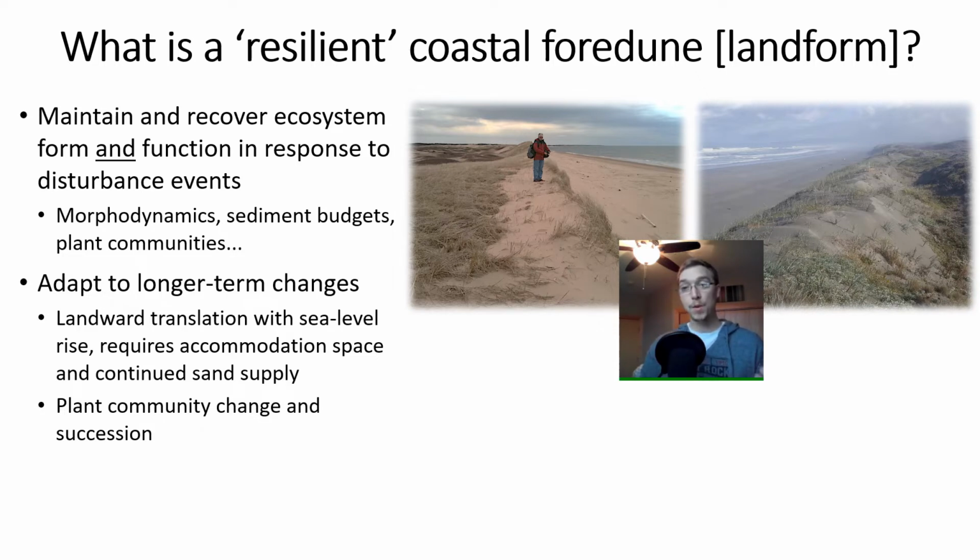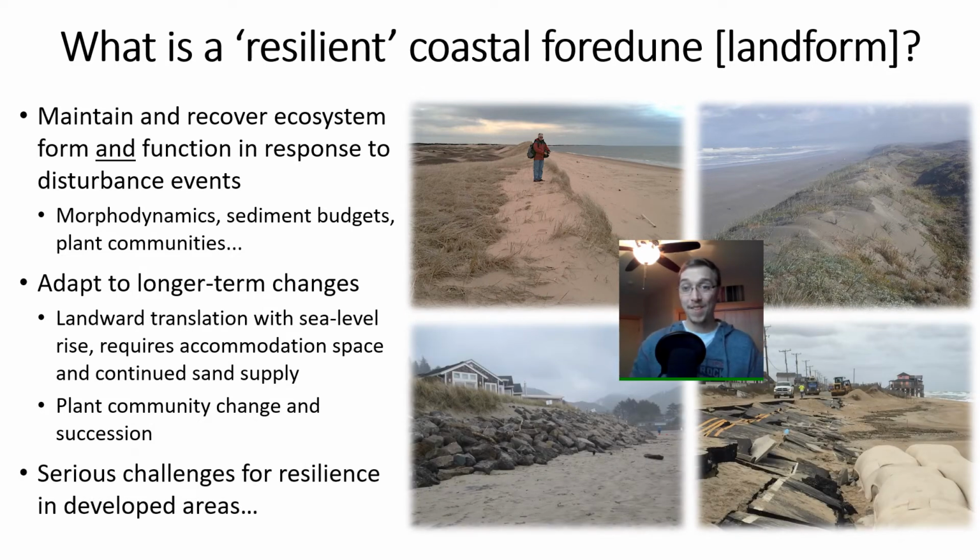But that requires accommodation space. So basically what accommodation space is, that means that it requires space for that landform to be able to move into. And it also requires that plant community to change and succeed as well. So if we want to see something that's resilient and adaptive, we have to have something that has the right ecosystem and the ability to move and migrate. Now, that's not often the case.